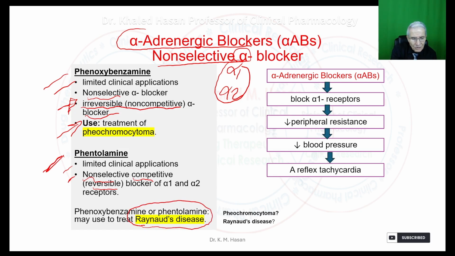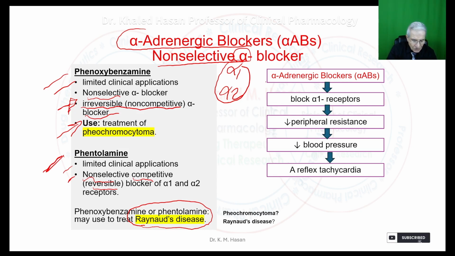In this case we are talking about two medications with a similar mechanism of action, but with several differences. Phentolamine is a reversible competitive blocker, phenoxybenzamine is an irreversible non-competitive blocker. What happens when you block alpha? Here we have the consequences, as you can see.